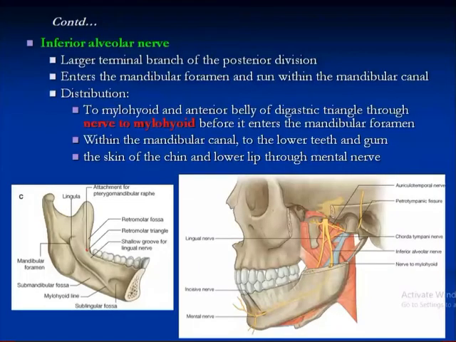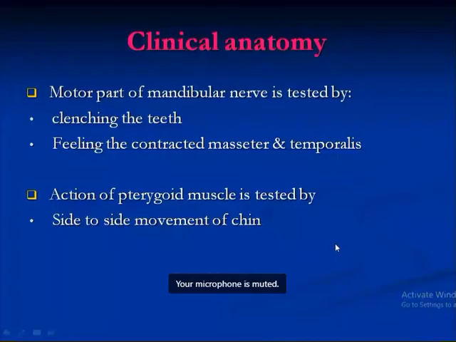Now, the clinical anatomy: the motor part of the mandibular nerve is tested by clenching the teeth. Next is feeling the contracted masseter and the temporalis. You can easily feel the contracted part of the masseter and the temporalis. Now, the action of the pterygoid muscle is tested by side-to-side movement, because side-to-side movement of the chin is mainly done by the medial pterygoid muscle of one side and the lateral pterygoid muscle of the other side. So when the medial and lateral pterygoid muscles of both the right and left side act at the same time, it will cause side-to-side movement.